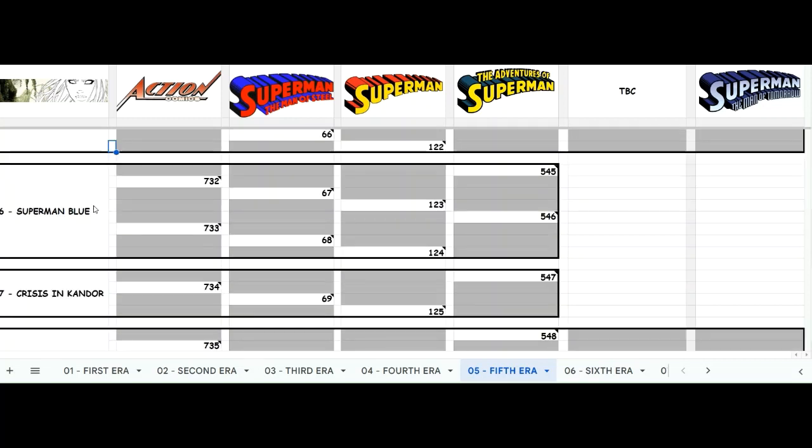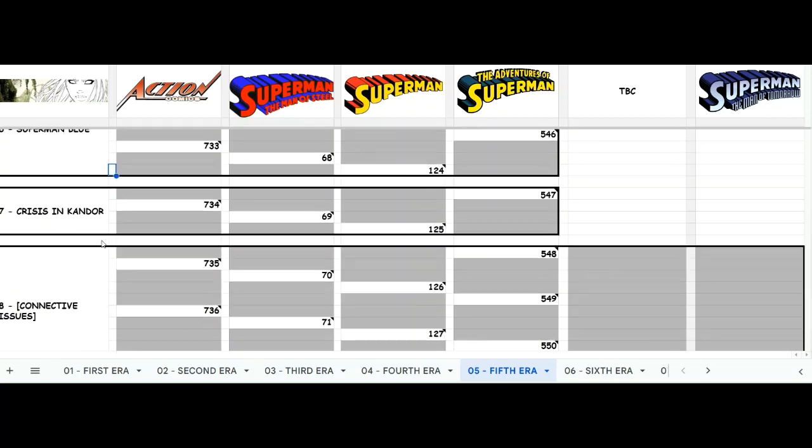Next up is an arc that I think we can quite easily call Superman Blue for those of you that remember Electric Superman. This is really straightforward. We've got Adventures of Superman 545, Action Comics 732, Man of Steel 67, Superman 123, sorry, Adventures of Superman 546, Action Comics 733, Man of Steel 68, and then Superman 124. Quick triangle check, that is triangle number 23.